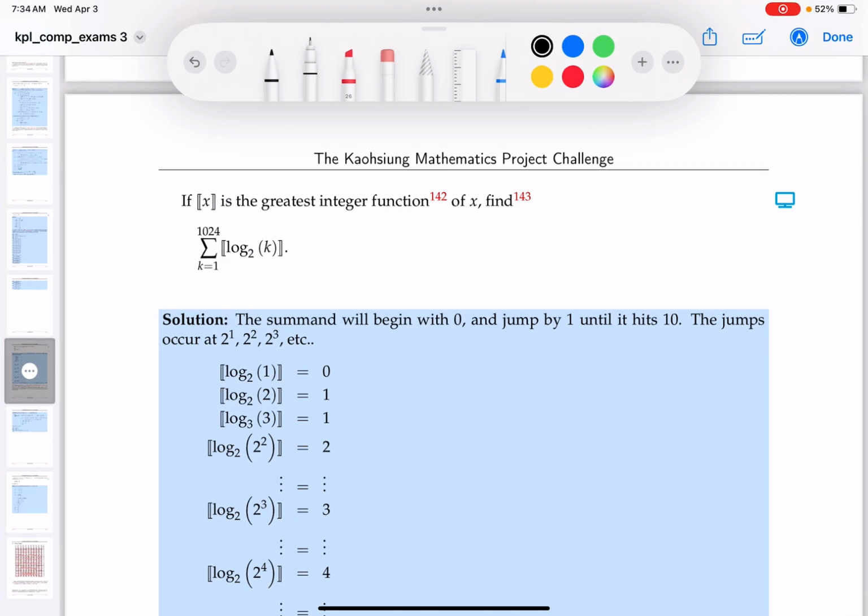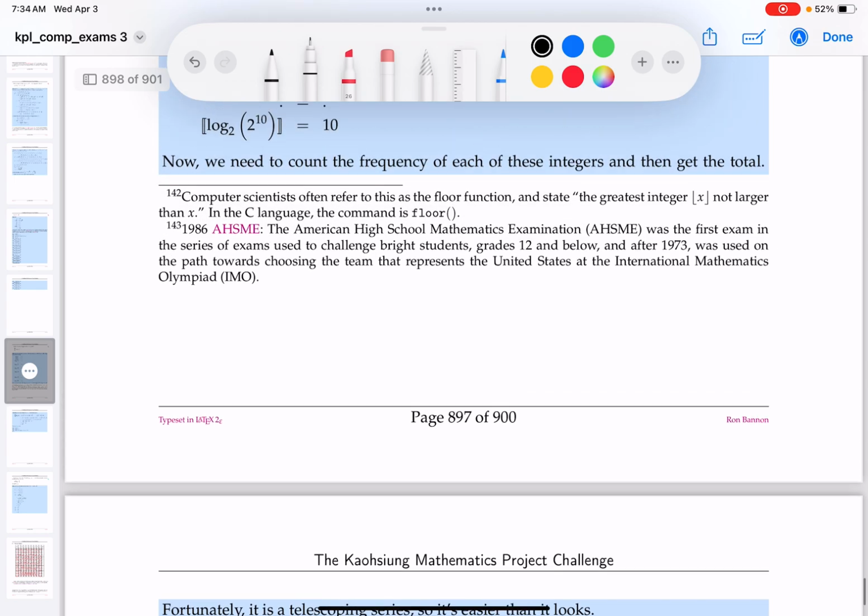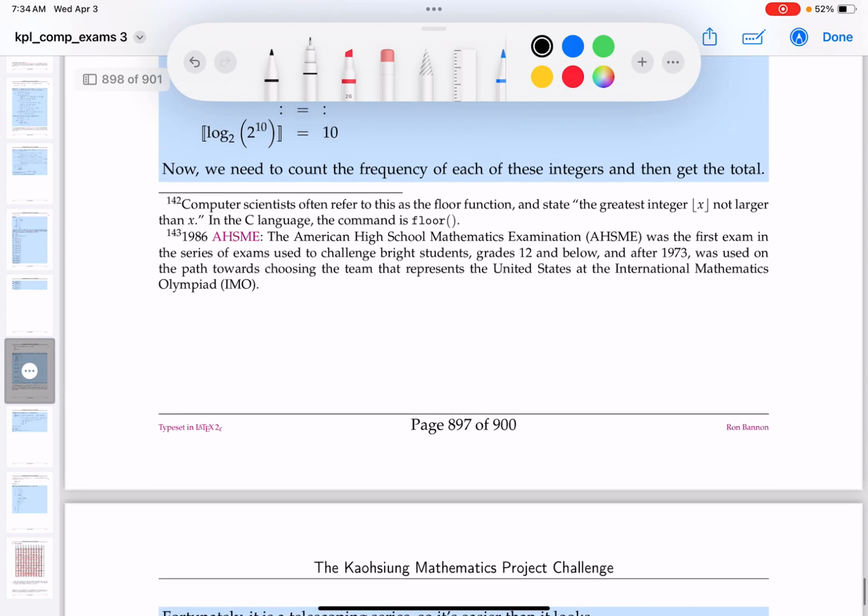It says that this symbol over here is the greatest integer function. There's a footnote 142. If you read that, computer scientists often refer to this as the floor function. It states the greatest integer. This is another symbol that's used for it. I actually prefer this symbol over here. However, other symbols are used. I notice in most calculus books, they use the symbol that I have presented in the problem. It says the greatest integer not larger than x. In the C language, it's referred to as just the floor. I like the floor function as well, by the way.